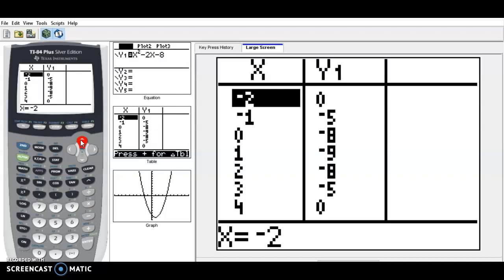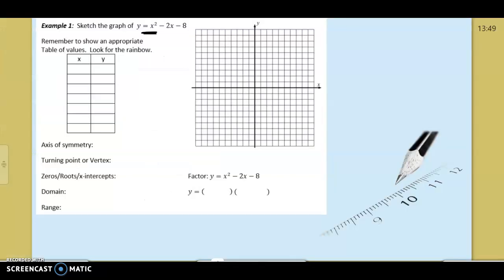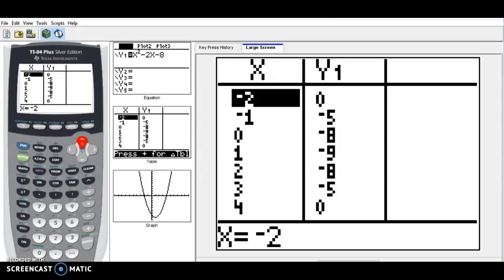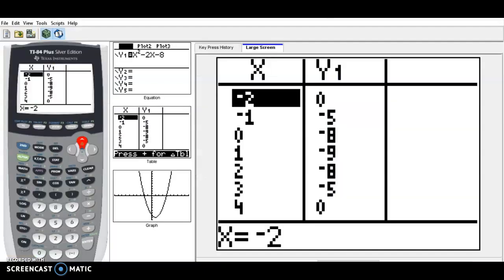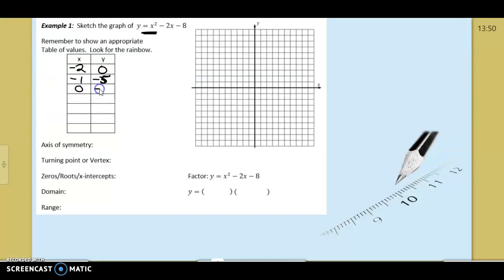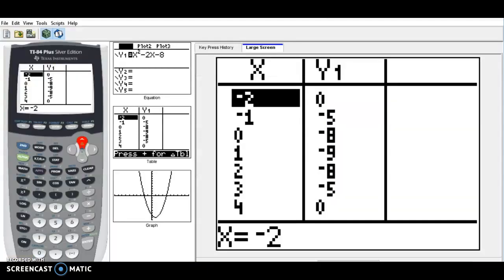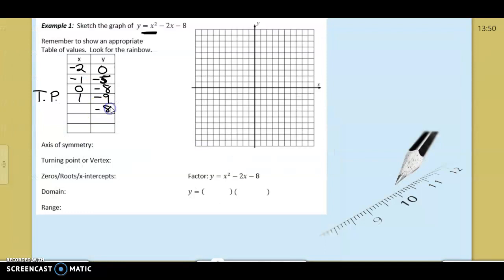So let's go to the notes, and we want to write these down as -2, 0; -1, -5, pulling these right from the calculator; 0, -8; and then 1, -9. And then right here, we have found the turning point, because after that, the y values just repeat. So after the -9, it's actually -8, -5, and 0 all again. So -8, whoa, that's going to need to get erased.